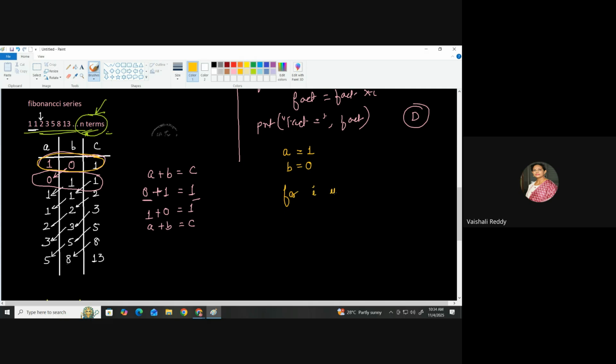For I in the range 1 comma n plus 1. You want n terms, so I have to write n plus 1. C is equal to A plus B. Every time I have to do the summation. Now what is happening? B is becoming A. C is becoming B. So whatever is the value of C, I should print it. Print C. Then change it.